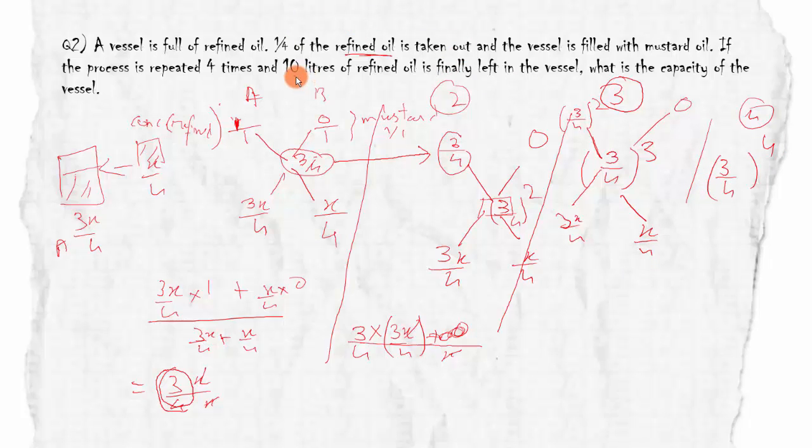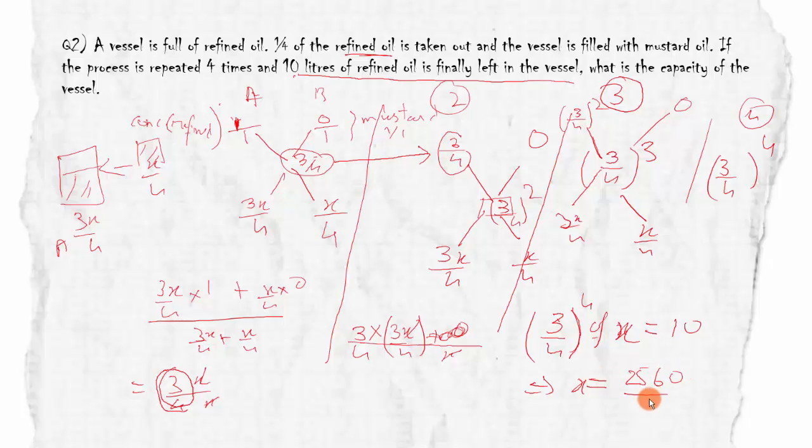Now the question says after 4 times, 10 liters of refined oil is finally left in the vessel. So the vessel contains 3 by 4 to the power 4 of refined oil. So 3 by 4 to the power 4 of x is equal to 10. This is the concentration, 75% to the power 4 of x is equal to 10. When we solve for this, we'll get x as 2560 by 81. This is our answer to this question.